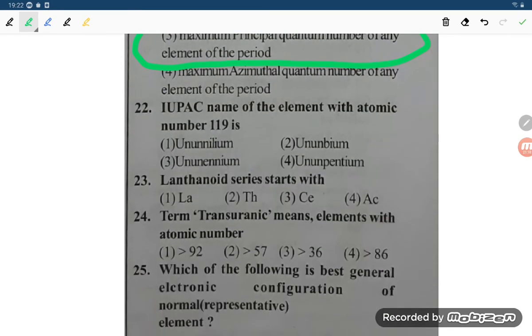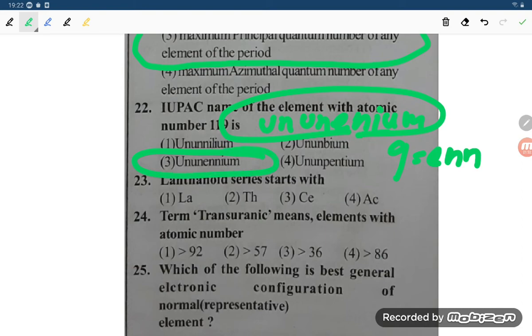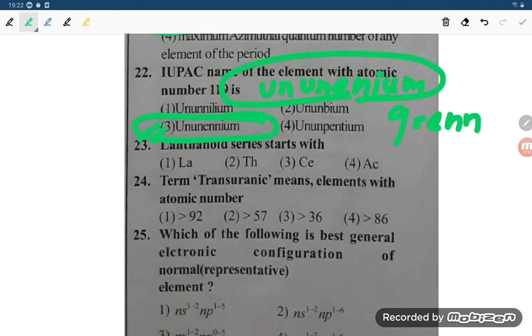Now the next question, 119. So what is the name? That is 1 means un, again 1 means un, and 9 is there, student. 9 means enn. So what will be the option for this one? 9 equals enn, so that is unun-enn, then ium, because they are metals. So the correct option will be option number 3, ununennium. Option number 3 is the correct option.